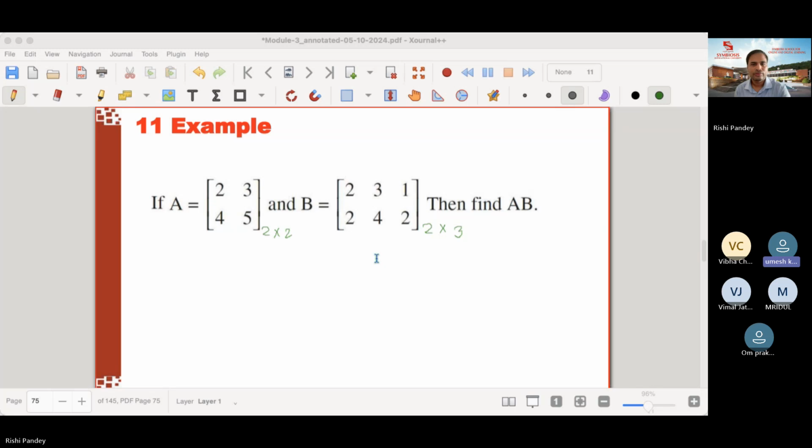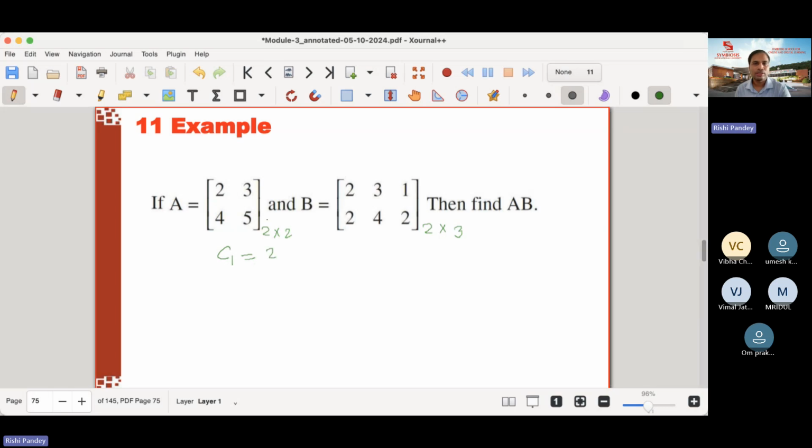We cannot add, sir, because the order is different. The first order is 2 into 2 and the other order is 2 into 3. What about multiplication? Okay. For multiplication, we will see how many columns the first matrix has.